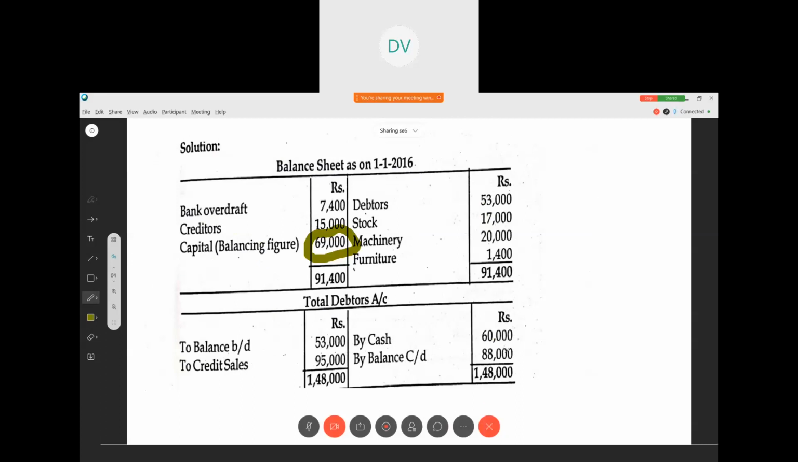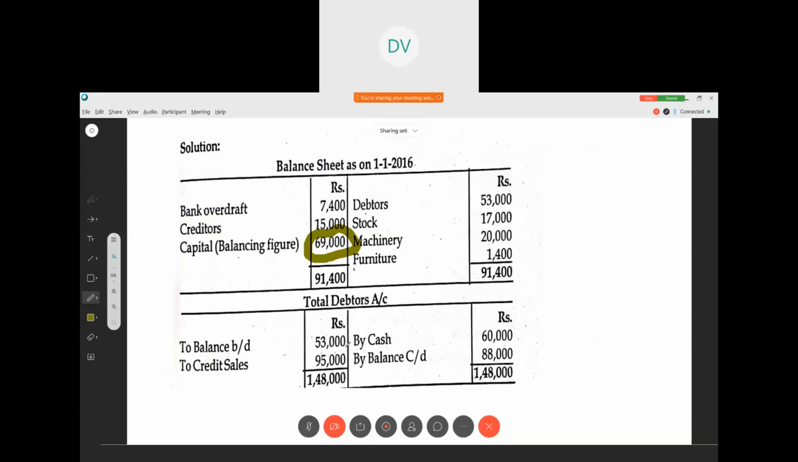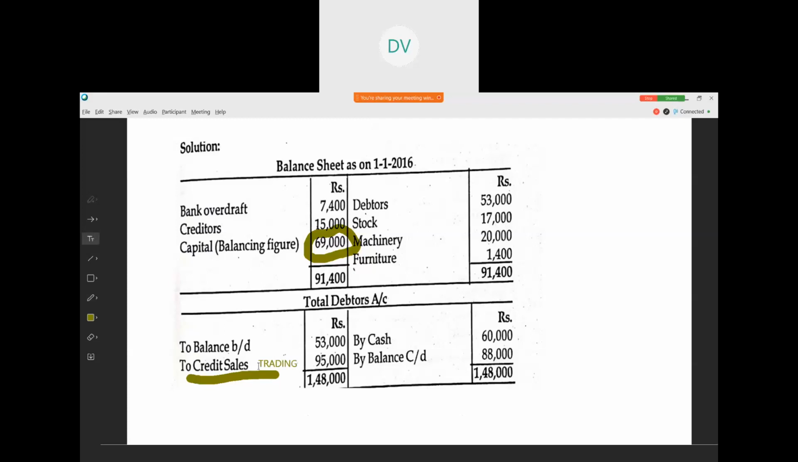Then closing balance is given. It is given in the problem. Debtors, closing balance 88,000. This is given. So the balancing figure will be the credit sales. So this is the balancing figure, 95,000. Now where we are going to use it? Sales. You know, sales is used in trading account. It is used in trading account, credit sales.